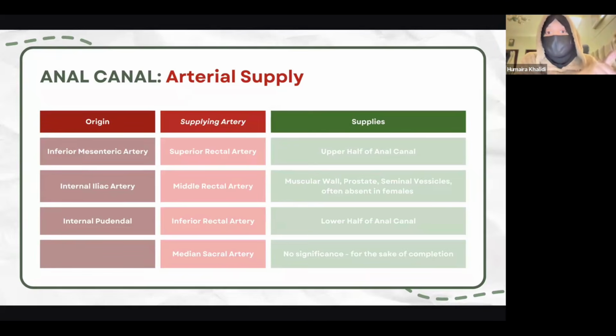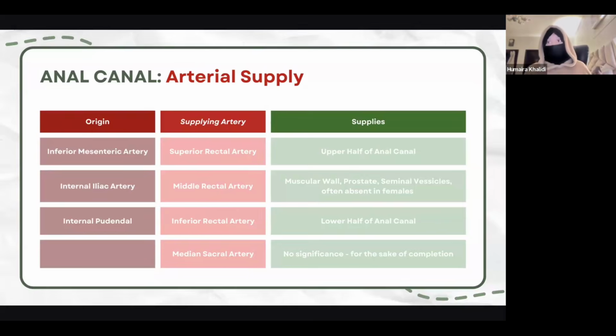This is something which was highlighted in yellow in Dr. Akif's slides, which basically means that he didn't mention it well in the class. However, since it's highlighted in yellow, he wants you to know. Okay? So the internal iliac artery, emphasizing again, gives the middle rectal artery, which is usually absent in the females. However, it supplies the muscular wall, the prostate, and the seminal vesicles in males.